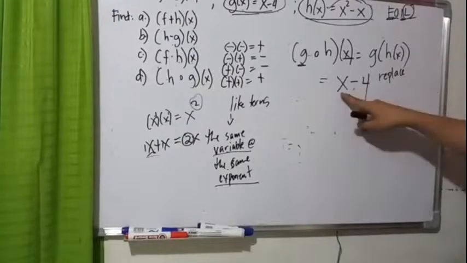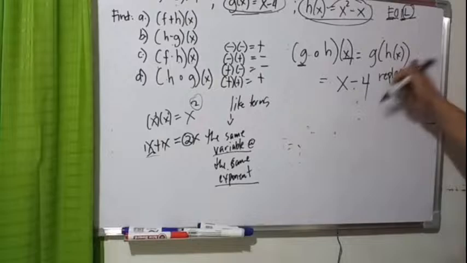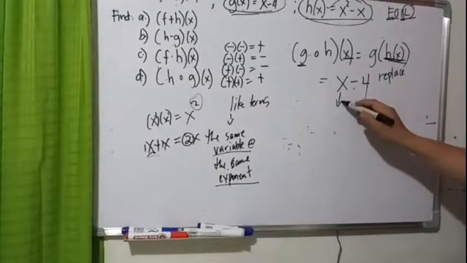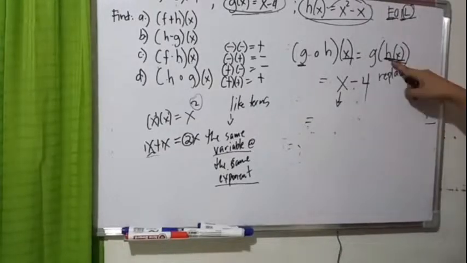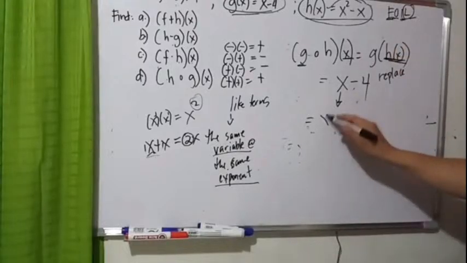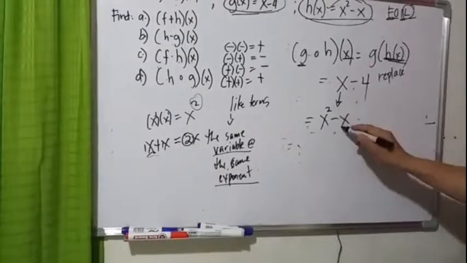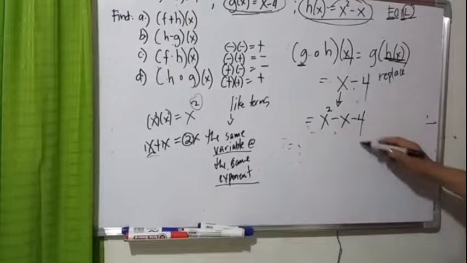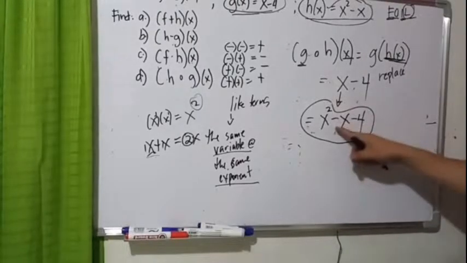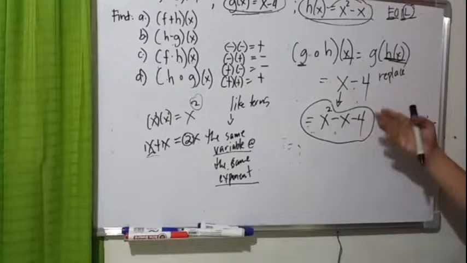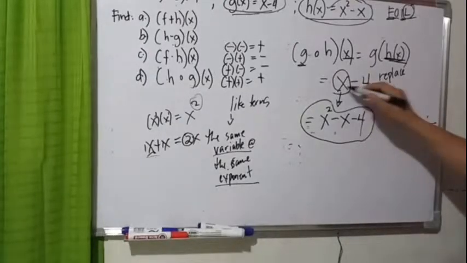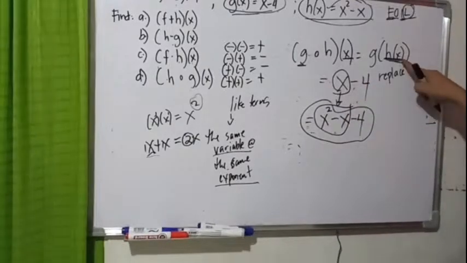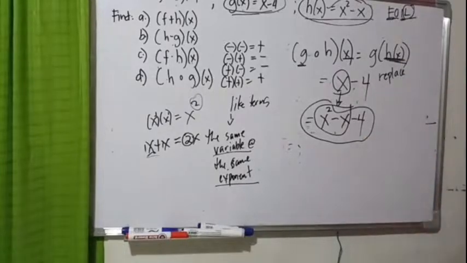Then replace the value of x with the value of h of x. So what is the value of h of x? That is x squared minus x, then minus 4. This is our final answer because we cannot simplify further. So x squared minus x minus 4. This is the value of h of x, x squared minus x. That is the final answer.